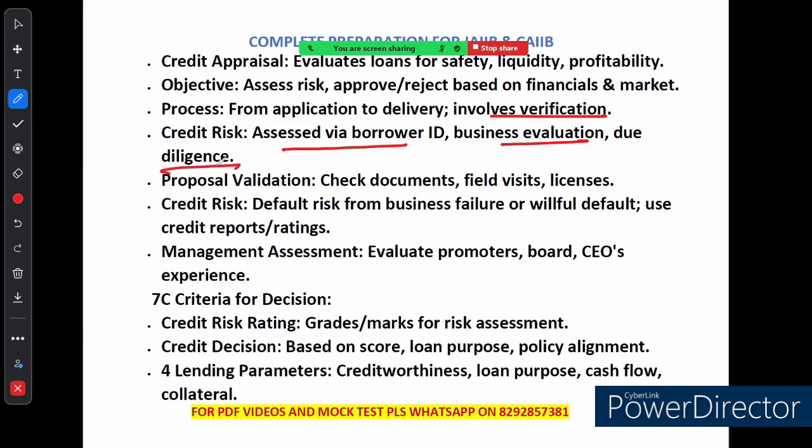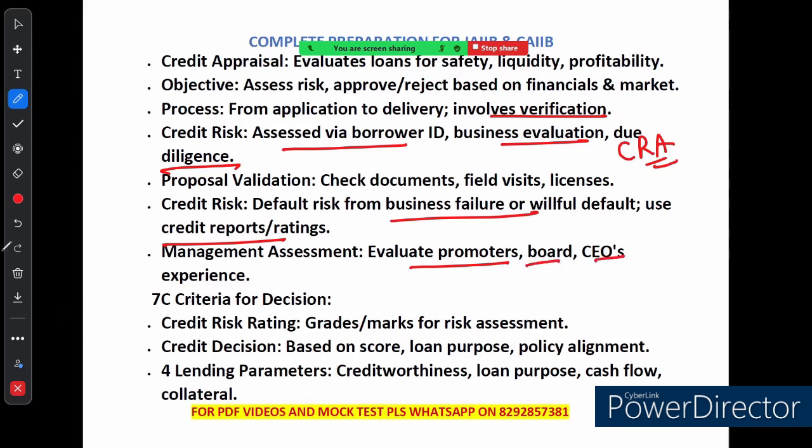Now banks are cautious because there is always a risk you might not pay the loan back. They look at your credit history and business record and even reports from credit rating agencies. You know about CRA? Now management assessment. If it is a business loan, the bank will also evaluate the people running the business, like the promoter, the board, the CEO and the members, to see if they have the right experience.